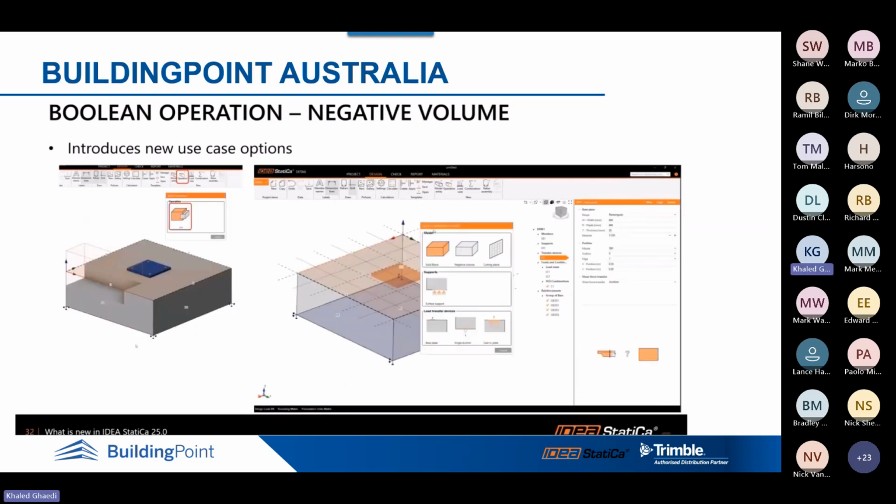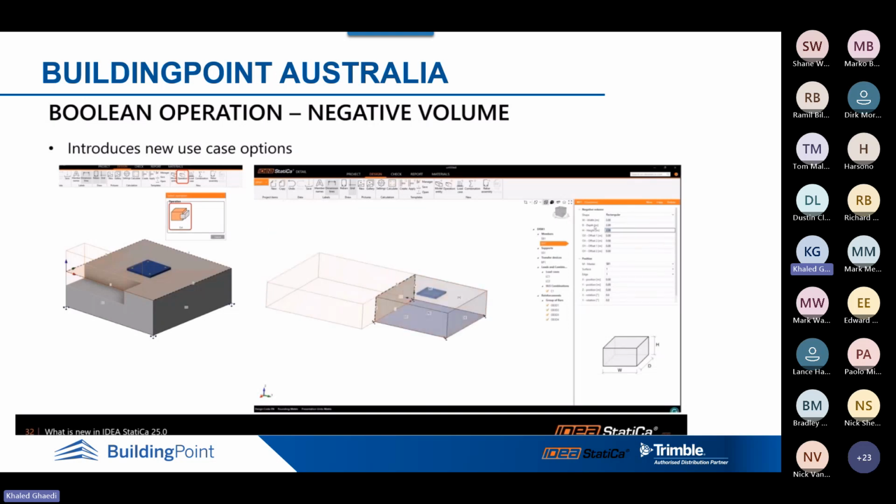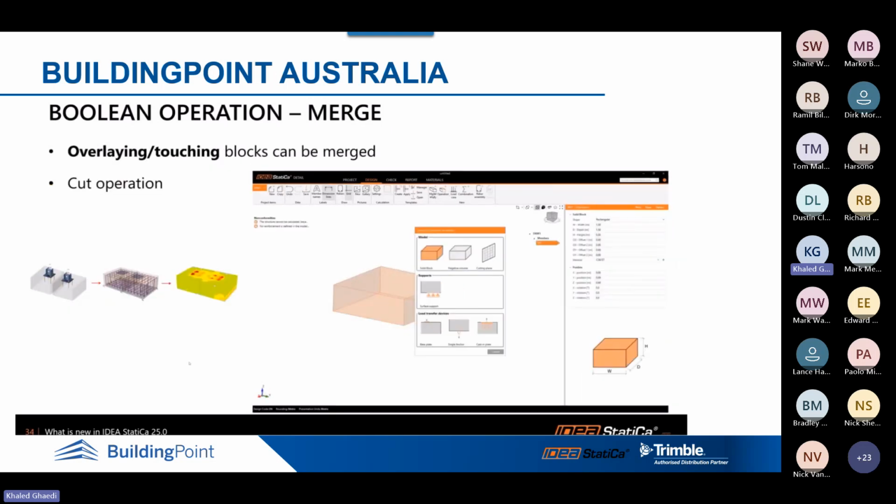Okay, and another operation is, again, negative volume, but you can now use this operation for introducing a new use case. Just assume that you have the base plate. Either it can be modeled from scratch in IDEA StatiCa 3D Detail, or it could be imported from the connection application. So you can use the negative volume to come up with the desired geometry as you want. Here you have the position in X, Y, Z direction, and also you have the rotation about the X and Y axis. And finally, you can come up with the geometry.